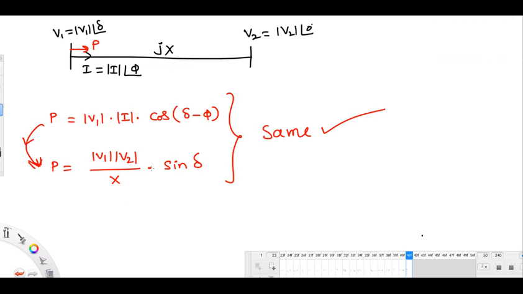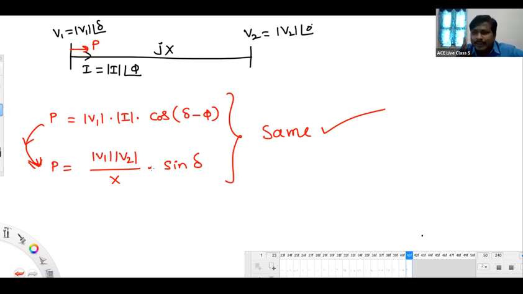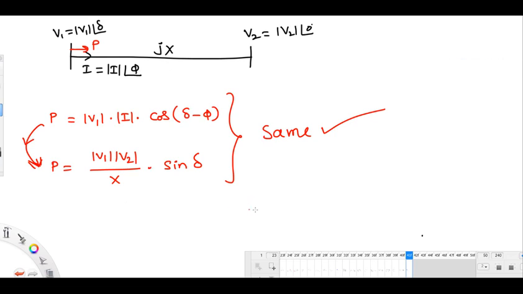In a synchronous motor also, in any motor, we have two equations for real power. One is VI cos phi, the other equation is V1 V2 by X into sine delta. According to the requirement in the problem, you have to apply any one of the equations. Both equations will give the same value. Okay, sir. Thank you, sir.